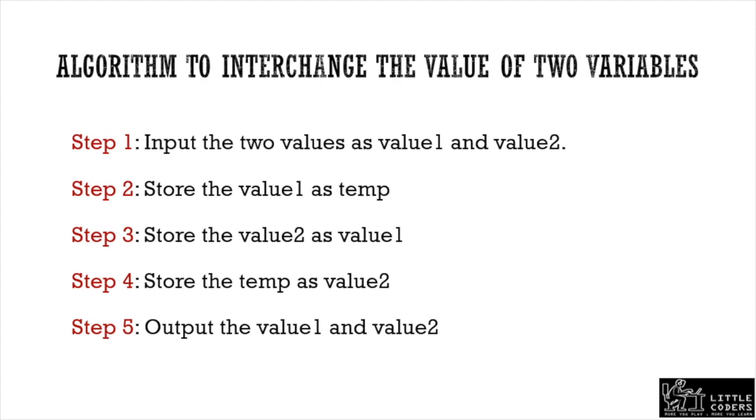Input the two values as value 1 and value 2. Store value 1 as temp. That is, we are storing value 1 in a temporary place. Then store value 2 as value 1. Value 2 is stored as the value of 1. Then store the temp value as value 2. Then output value 1 and value 2.